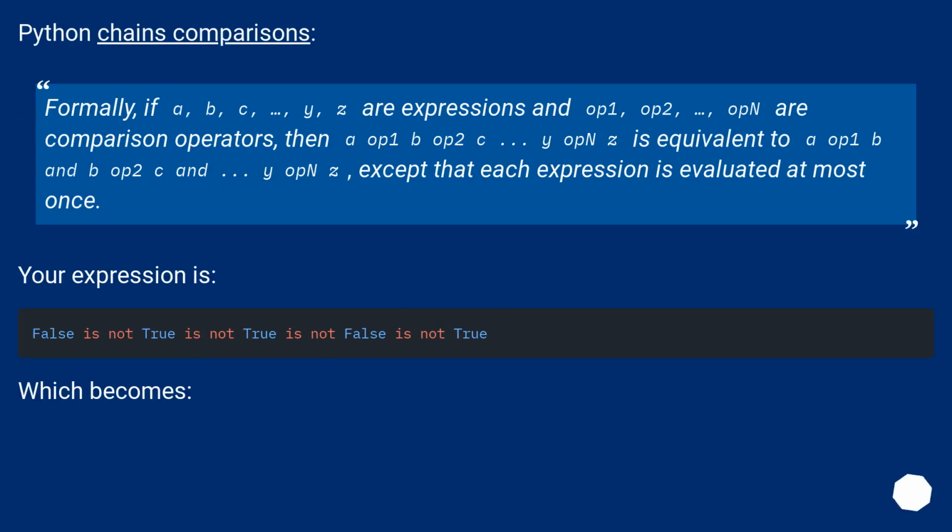Python chains comparisons. Formally, if a, b, c, ..., y, z are expressions and op1, op2, ..., opN are comparison operators, then a op1 b op2 c ... y opN z is equivalent to a op1 b and b op2 c and ... y opN z, except that each expression is evaluated at most once.